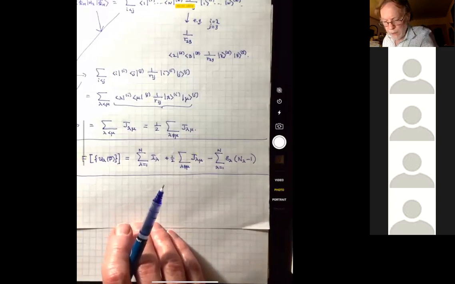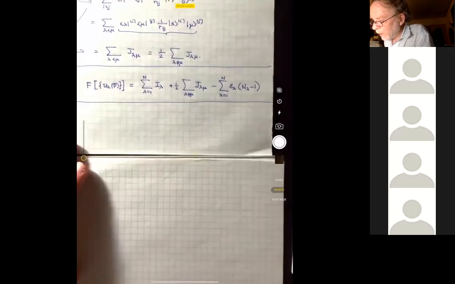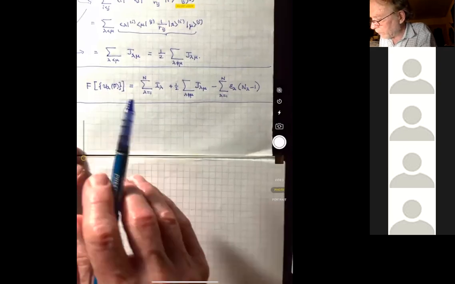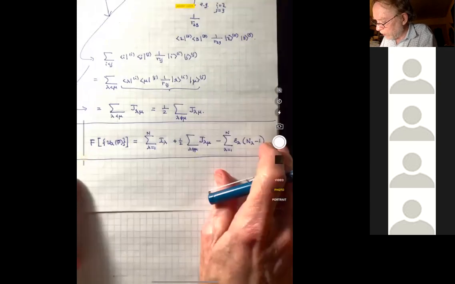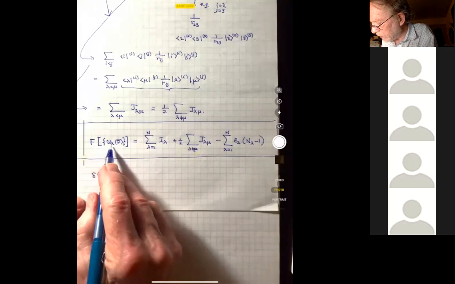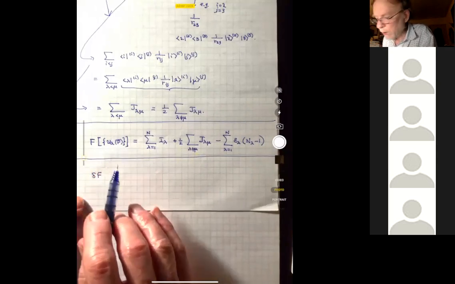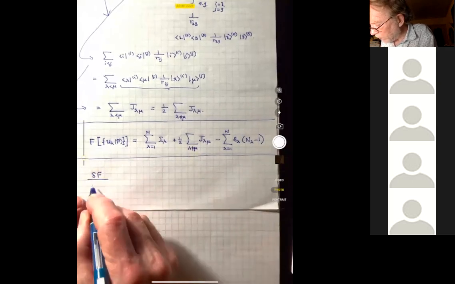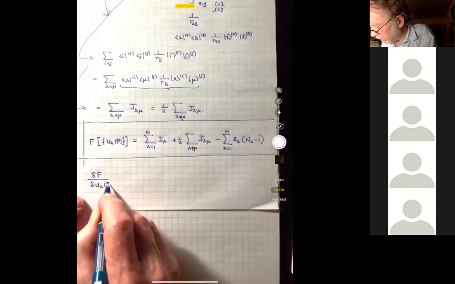Okay, now we need to get equations for the unknown orbitals. Those are the things we want. So what we'll do is make a variation in F corresponding to variations in the orbitals, and then we'll demand that this be equal to 0 for all variations in the orbitals. This is equivalent to computing functional derivatives. One would be the variation of F with respect to u lambda of r.